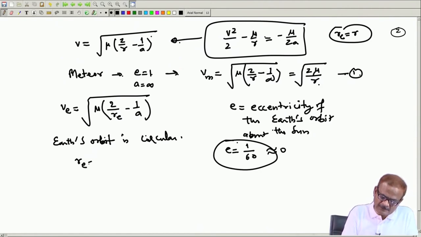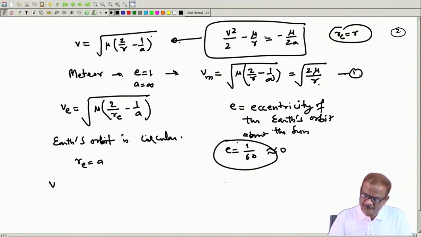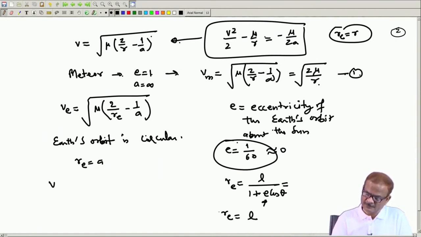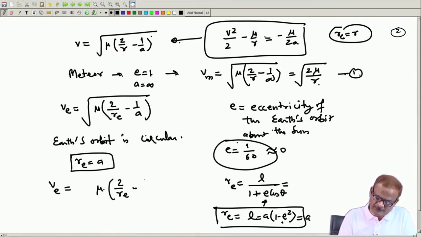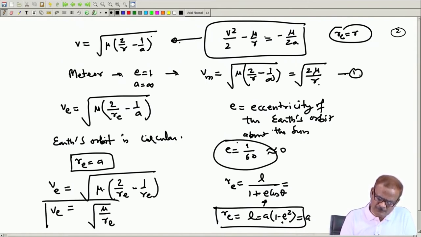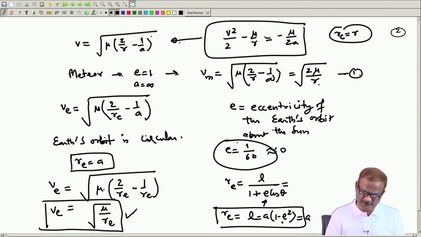If we do that, that means r earth will be equal to a, and therefore, which we know that r earth will be l by 1 plus e cos theta. In the case of, if we assume it to be circular, this E is equal to 0. So, therefore, R E becomes equal to L, okay, and this is equal to A times 1 minus E square, therefore, E equal to 0 and this gets reduced to A. So, therefore, we are writing here R E equal to A, and once you insert here in this point, this becomes under root of mu times 2 by R E minus 1 by R E. So, this becomes under root of mu by r e, which is the velocity in the circular orbit. As we know, it is very easy to calculate. So, velocity in the circular orbit for the earth is known, and for the meteor, this is also known.